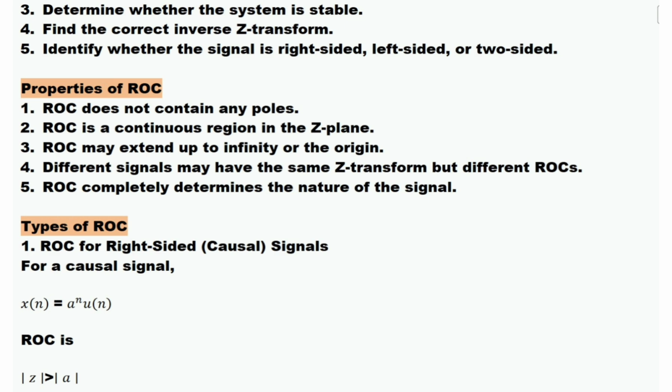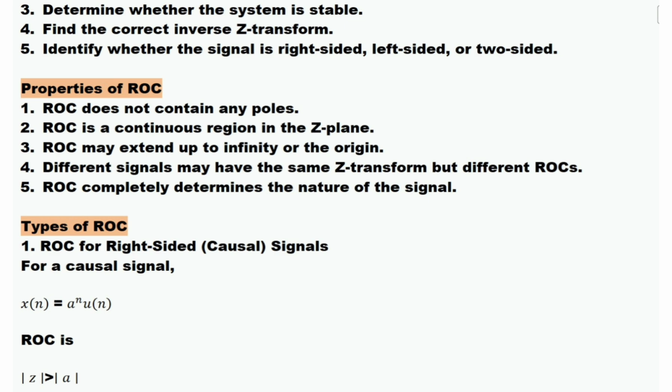Okay, so next one is different signals may have the same Z transform but different ROCs. So here what he is saying means different signals may have the same Z transform but different ROCs also. ROC completely determines the nature of the signal. It determines the nature of the signals also.